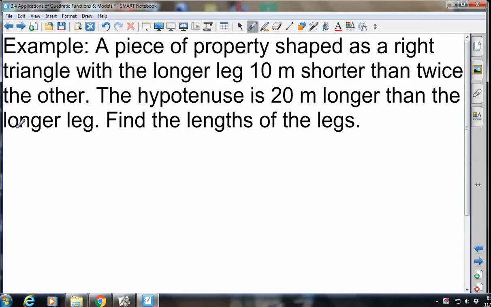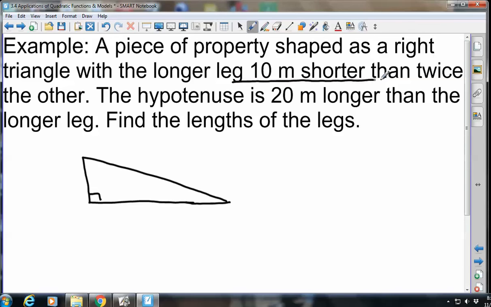A piece of property shaped as a right triangle. So what should I do right now? Draw a right triangle. Okay, with the longer leg 10 meters shorter than twice the other. When I talk about the legs, which sides are those? A and B. Right, the ones touching the right angle.